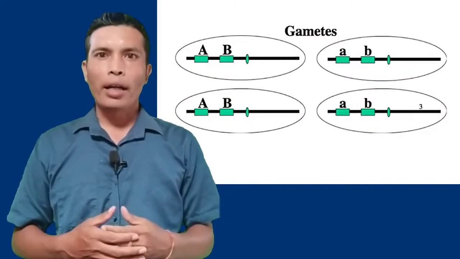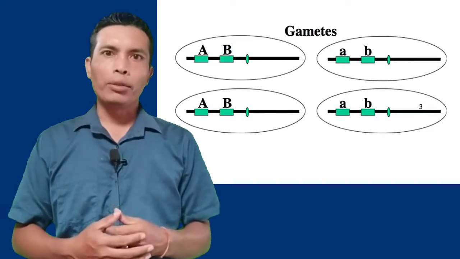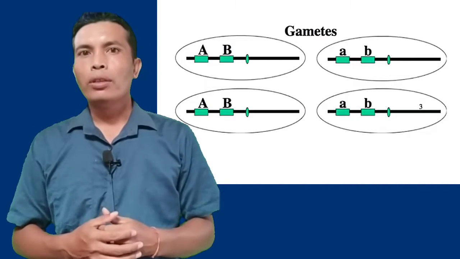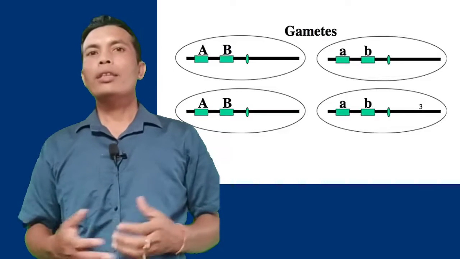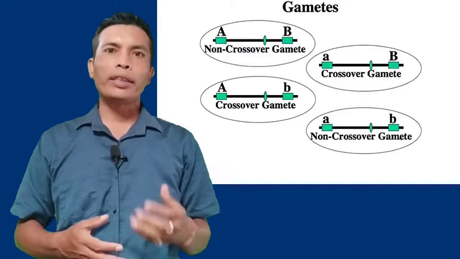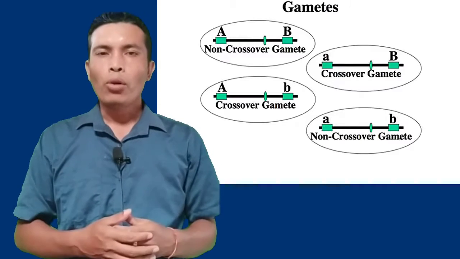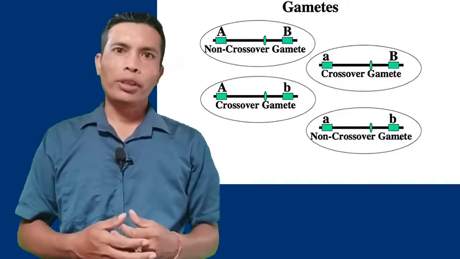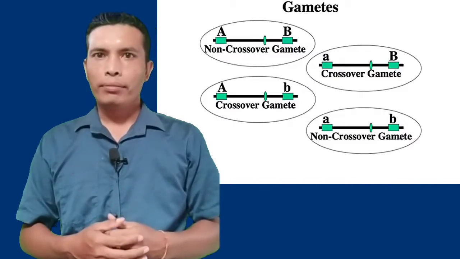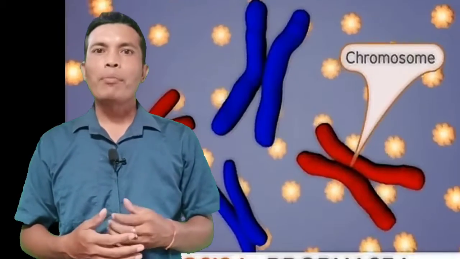You know, two genes that are located close to each other on a chromosome are often inherited together, and the process is called linkage. In contrast, genes located farther away from each other on the same chromosome are more likely to be separated during recombination, the process that recombines DNA during meiosis.